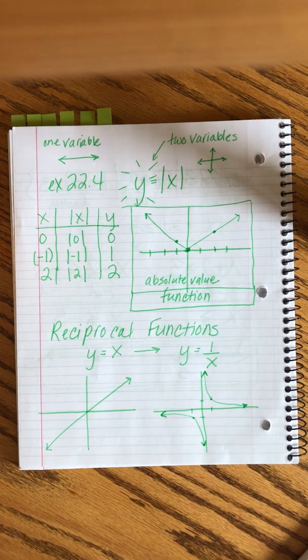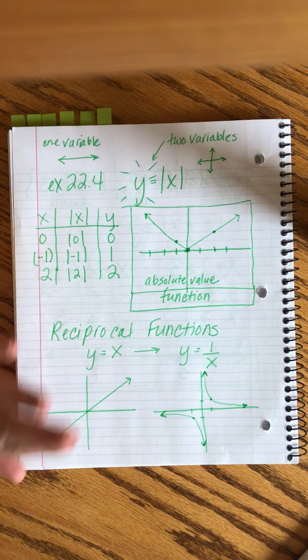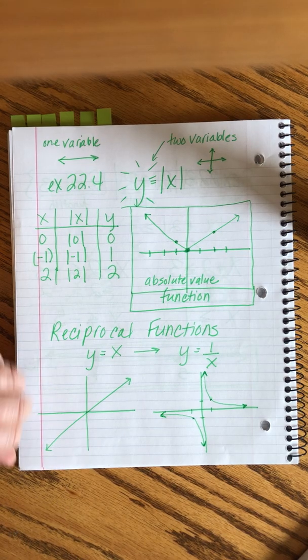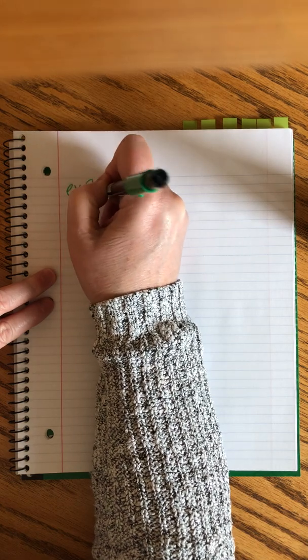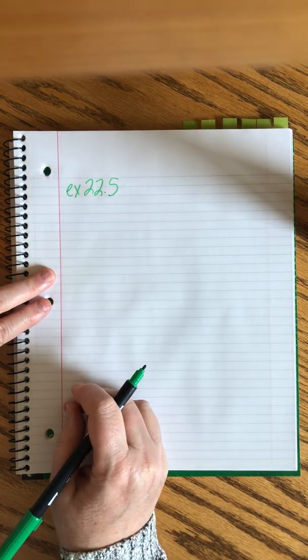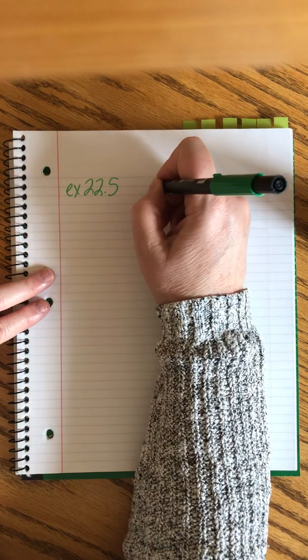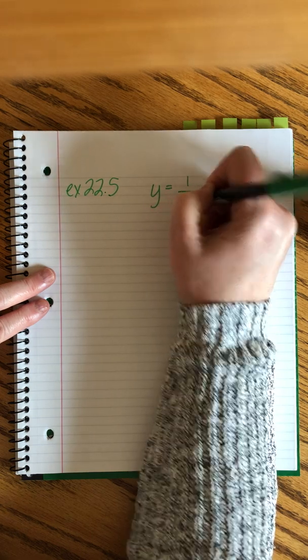And even if you forget that, again, whenever we need to graph something, if we can't remember the tricks of how to do it, just do a chart. So that's what we're going to do for the next and final example in this lesson. 22.5. Sketch the graph of the function y equals 1 over x squared.